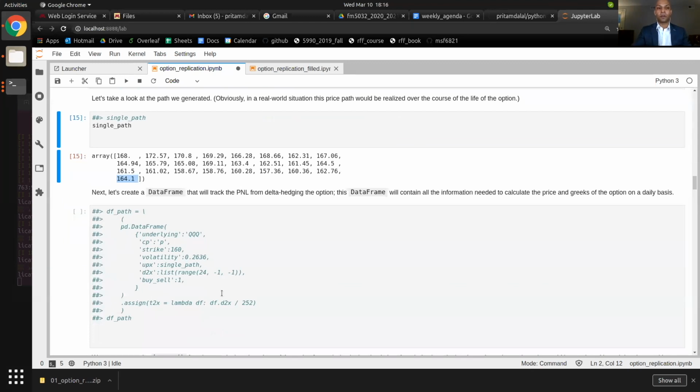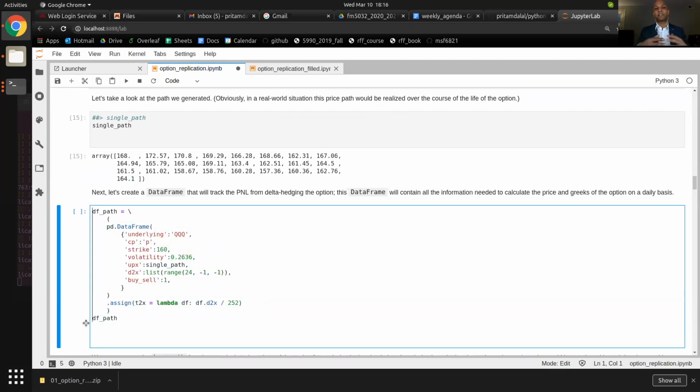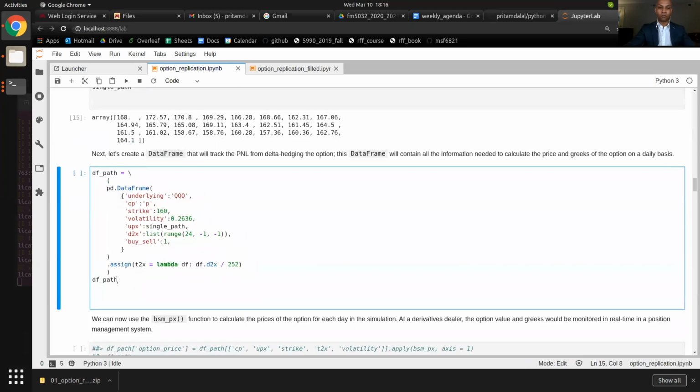Okay, so the next thing we're going to do here is create a data frame that's going to hold all of the data that we're going to need in order to price and delta hedge this thing and see what the P&L looks like and track that P&L. So I'll just run this code.